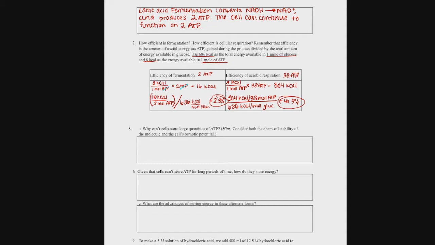fermentation. So moving on to 8, why can't cells store large quantities of ATP? Hint, consider both the chemical stability of the molecule and cell's osmotic potential. In general, cells really like to keep things flowing in and out. They don't like too much stuff within, and they don't like a bunch of stuff out either. But one of the issues with storing ATP is that the osmotic potential would change. So this is why cells can't store things like glucose either.